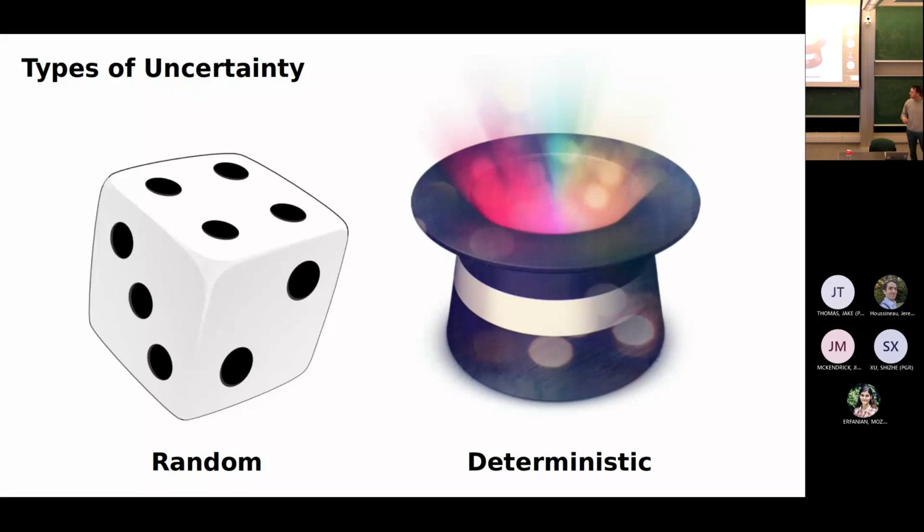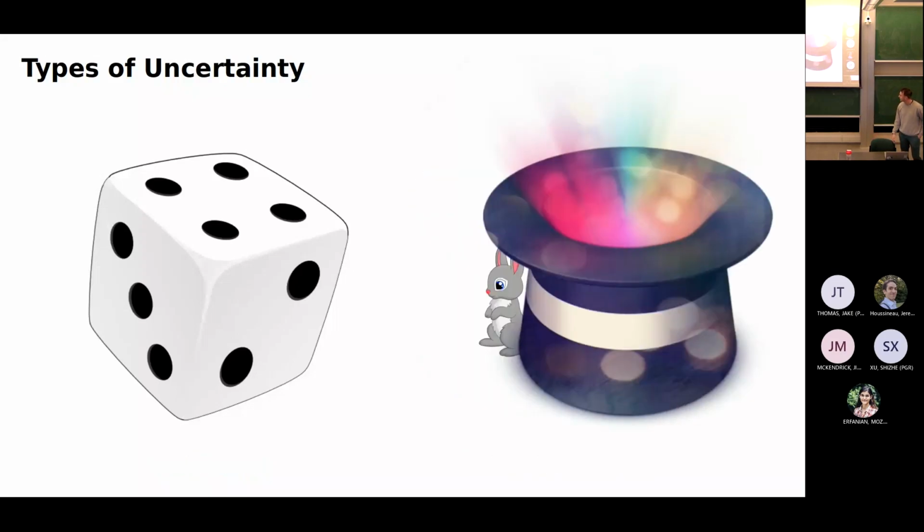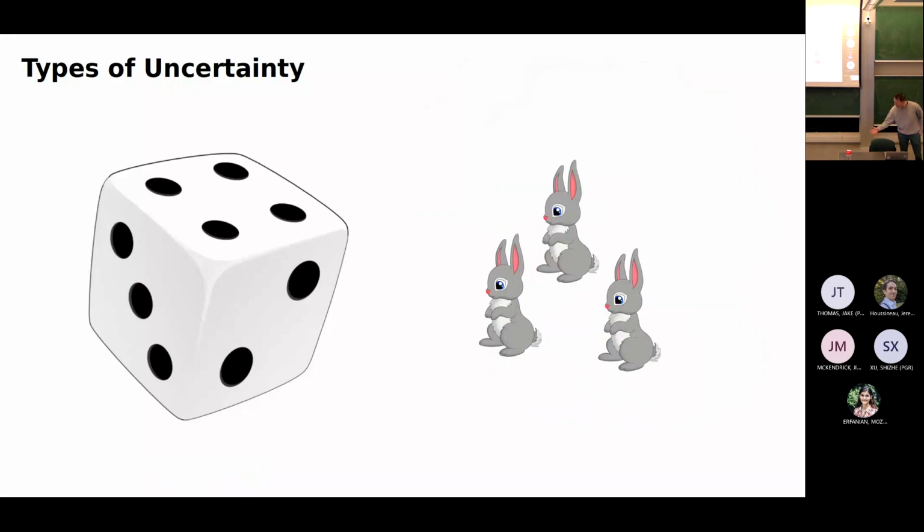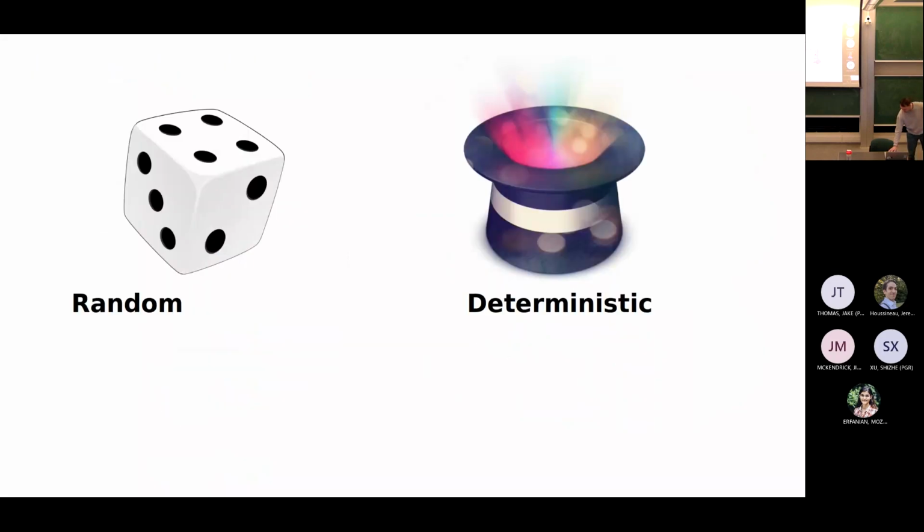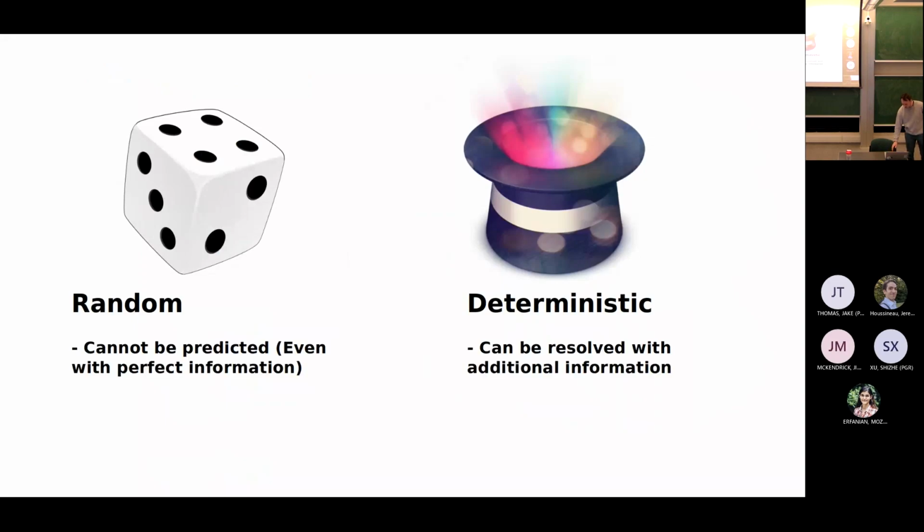The key difference between random and deterministic uncertainty is that by providing you with more information, I can resolve your deterministic uncertainty, which you can never do with random uncertainty. Say I show you that there's at least one rabbit in the hat, then I've resolved some of your uncertainty, and then if I show you there's actually 3 rabbits in the hat, then I've resolved all your uncertainty. As a quick summary, random uncertainty can't be predicted even with perfect information, whereas deterministic uncertainty can be resolved with additional information.